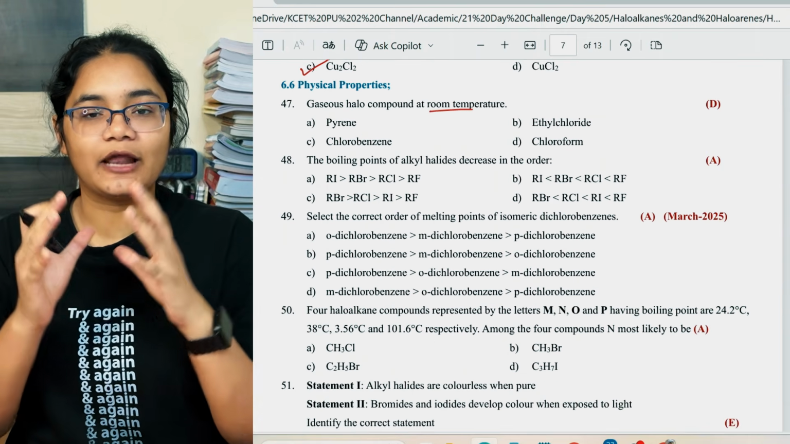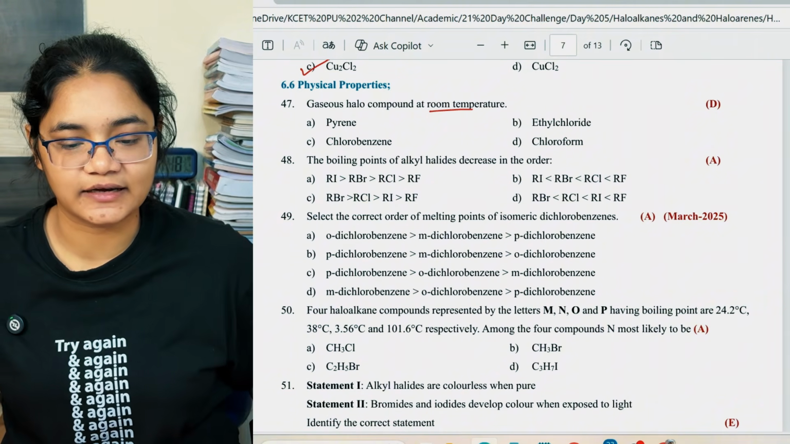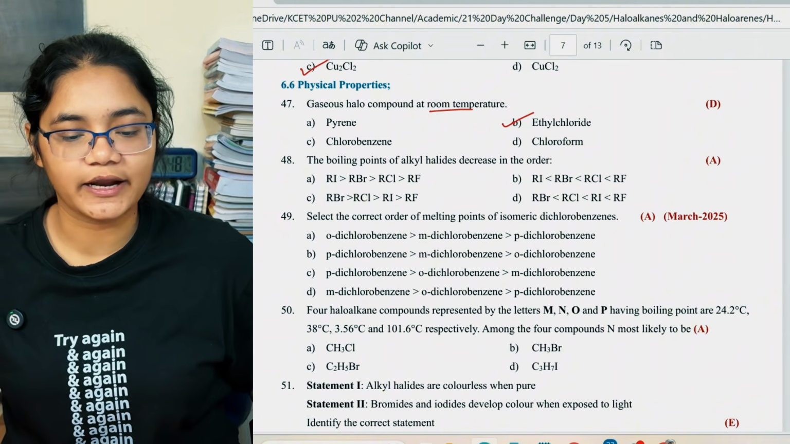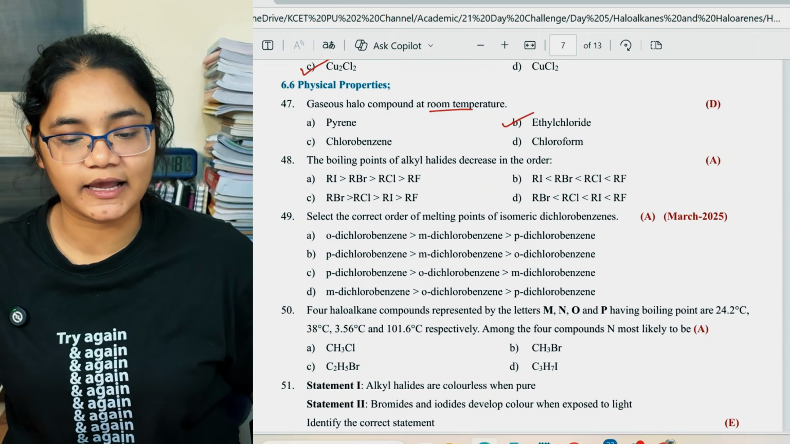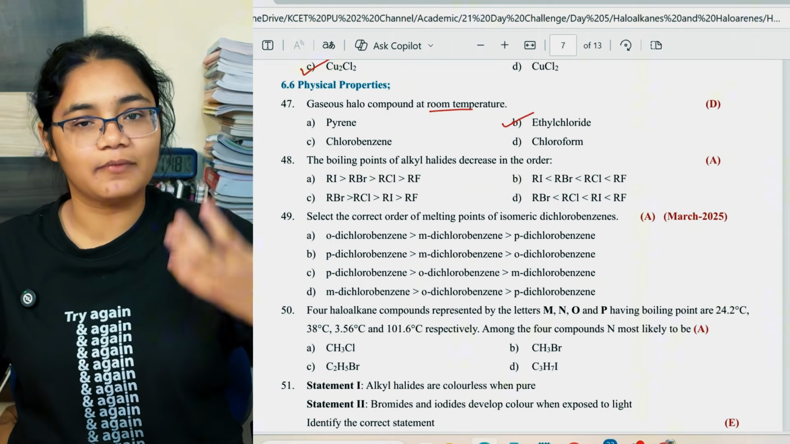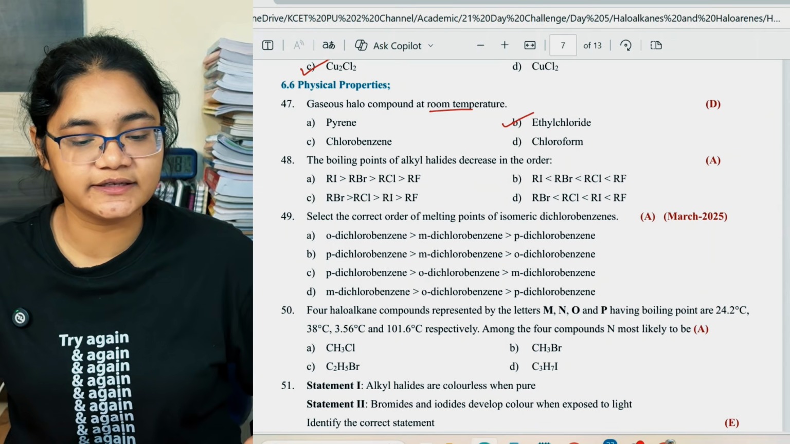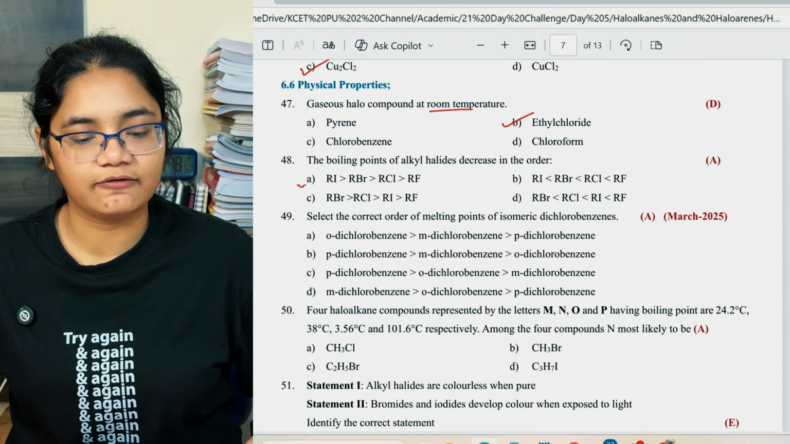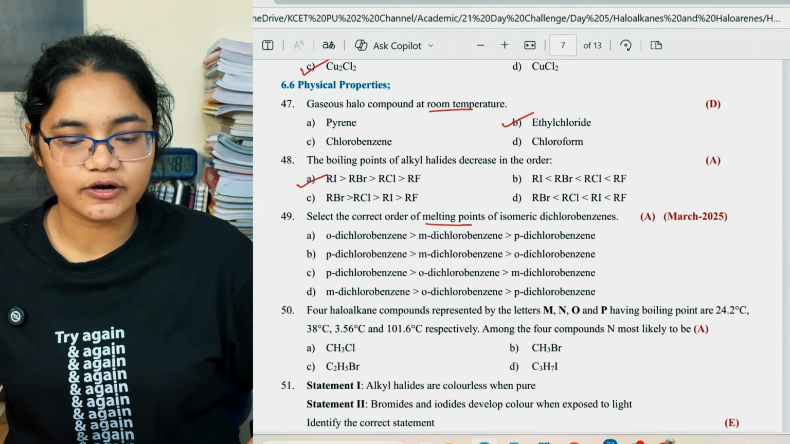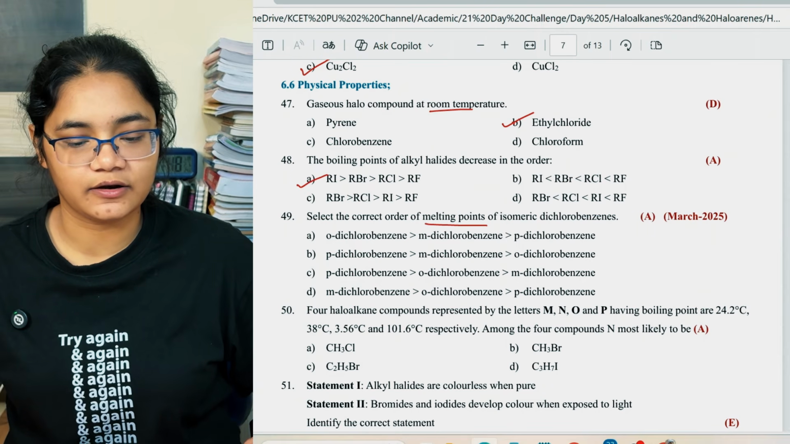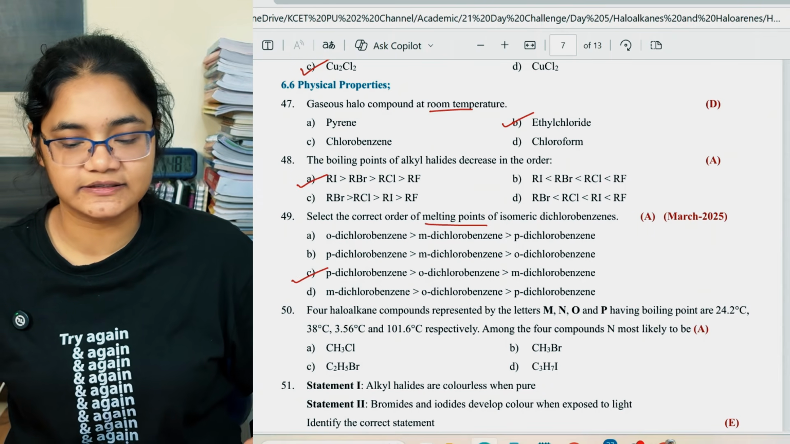Next, gaseous halogen compounds at room temperature. The smaller haloalkanes will be in the gaseous state. So that is why it is ethyl chloride. The boiling points of the alkyl halides decrease in the order. As the mass increases, the boiling point also increases. So here iodine, bromine, chlorine and fluorine. So option number A. Select the order of melting point. So that is para, then ortho and then meta. So option number C here.